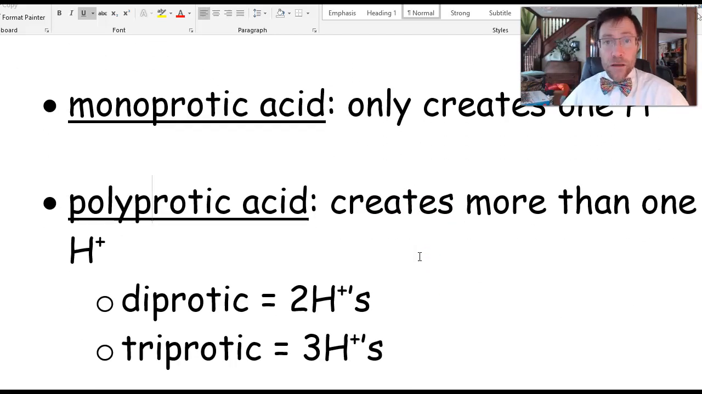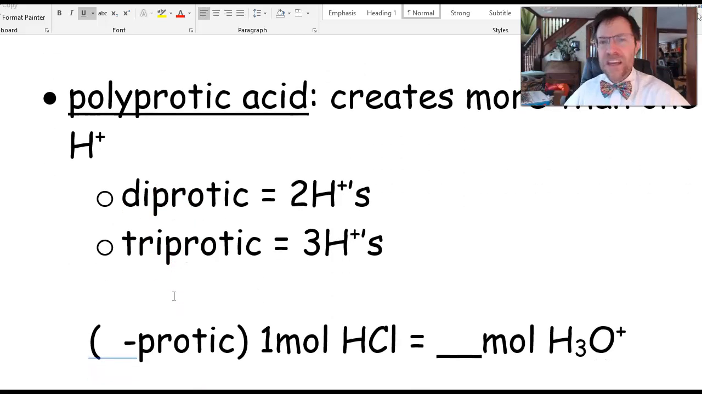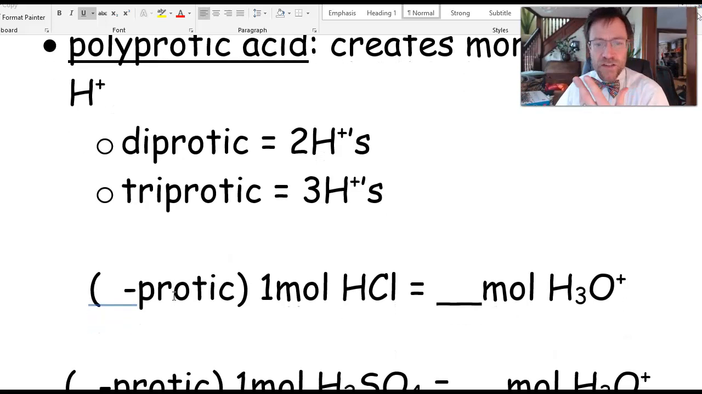So diprotic makes 2, triprotic makes 3. These are the prefixes that everybody knows about. Di is 2, tri is 3. And I think that's about as far as we go. I don't actually know of any acids that have 4 protons, although I'm sure there are. There are some sick, nasty acids out there, but we're just going to stick with mono, di, and tri. Okay? So let's check it out.